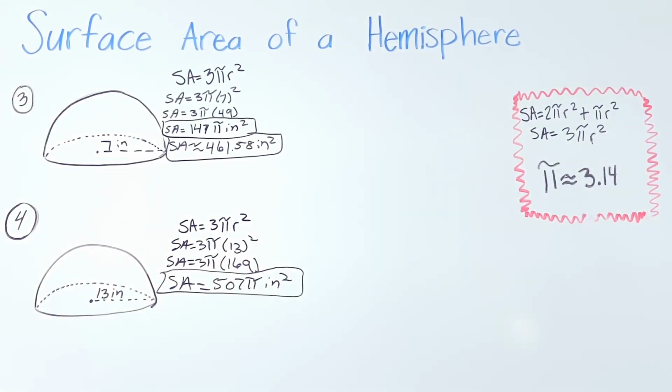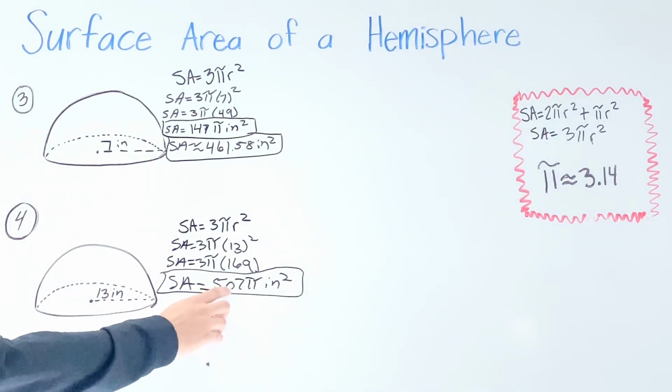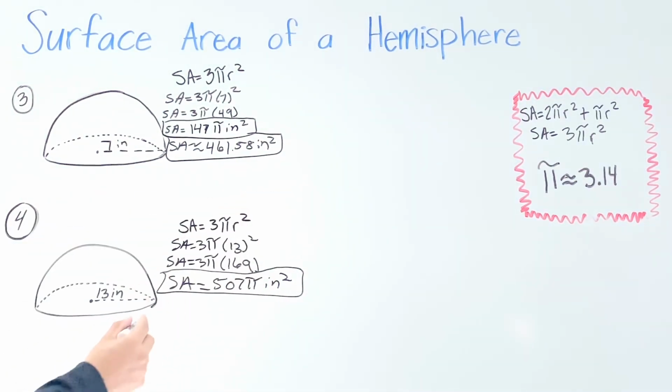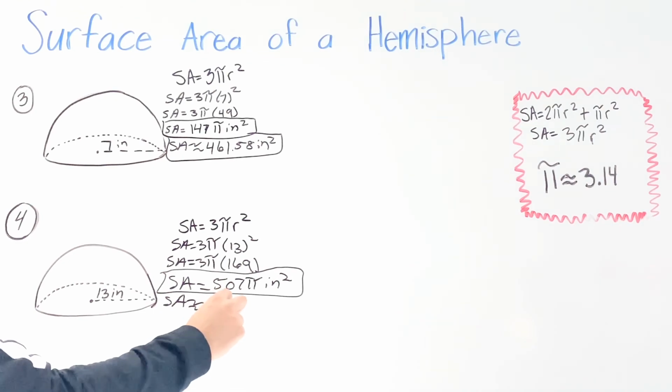And if you don't want to leave your answer in pi, we're just going to multiply 507 times pi, which is 3.14. So we have our surface area to be about 1,591.98 inches squared.